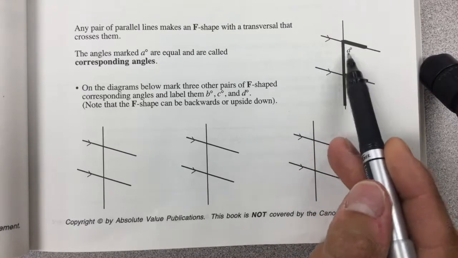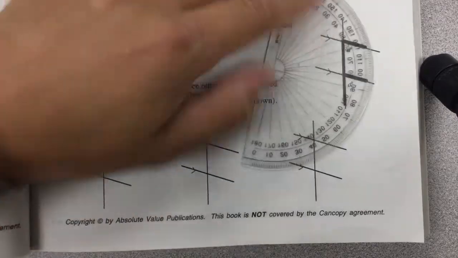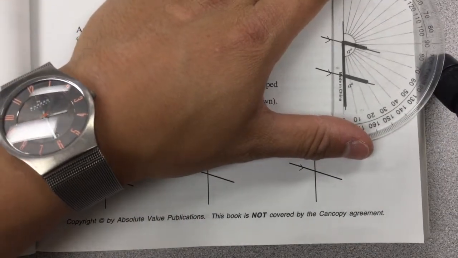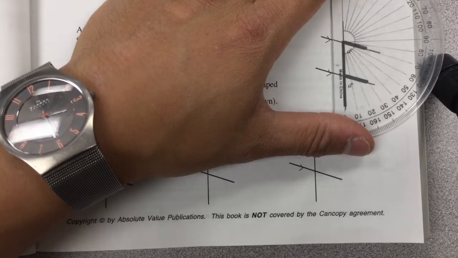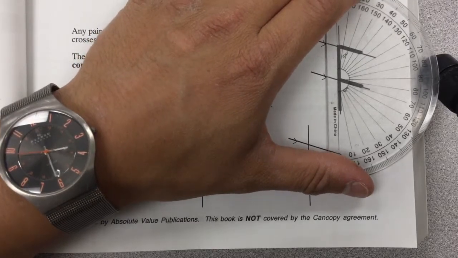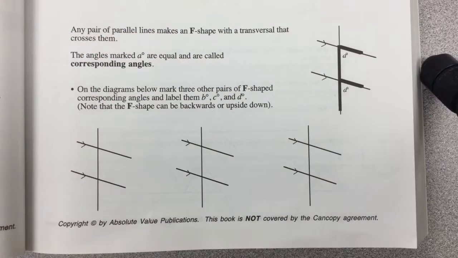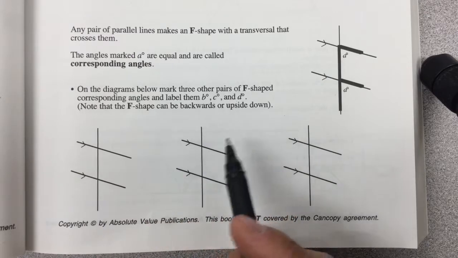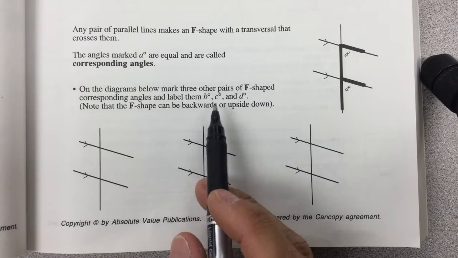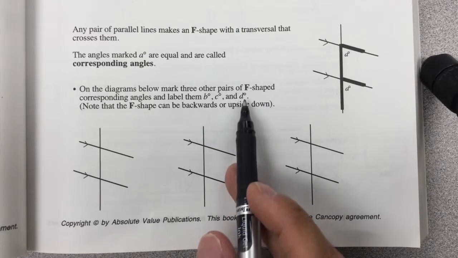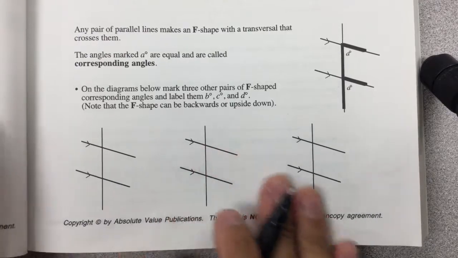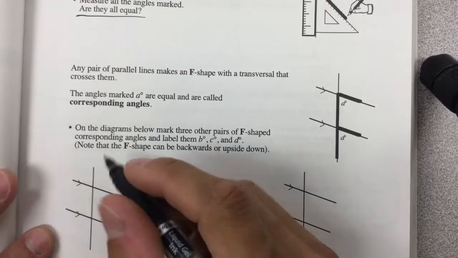If I were to take my protractor and measure both of these angles, I'm going to get the same value for both of them. So I get an angle of 70 degrees and I have another angle of 70 degrees. On the diagrams below, we want to mark 3 other pairs of F-shaped corresponding angles, and label them B degrees, C degrees, and D degrees. Note that the F shape can be backwards, or it can also be upside down.